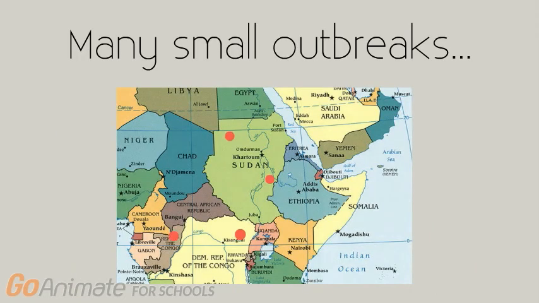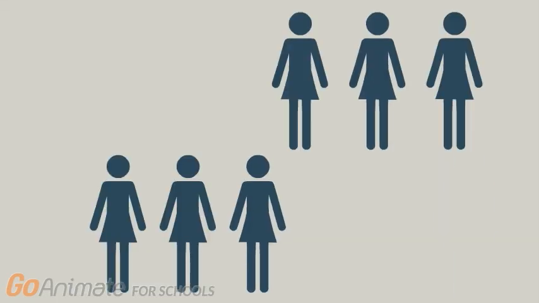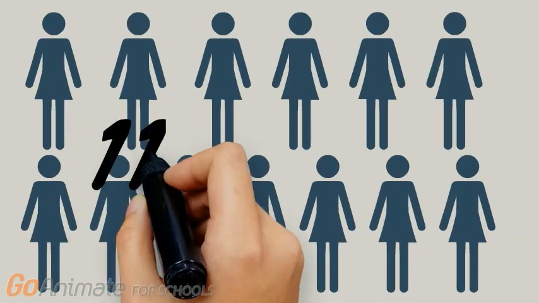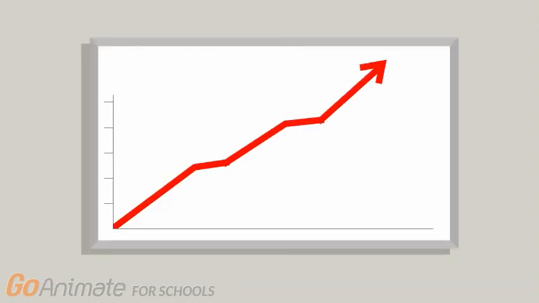Since then, the virus has caused several minor outbreaks, all of which occurred within Africa, and eventually led up to the infamous outbreak of 2014, in which the virus claimed the lives of more than 11,000 people, which was actually more deaths than all the previous outbreaks combined.